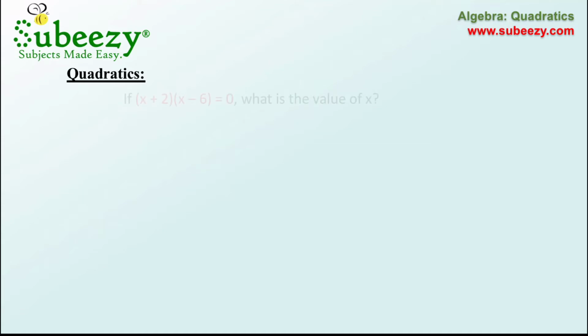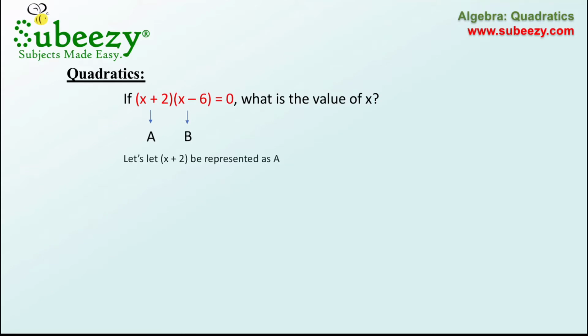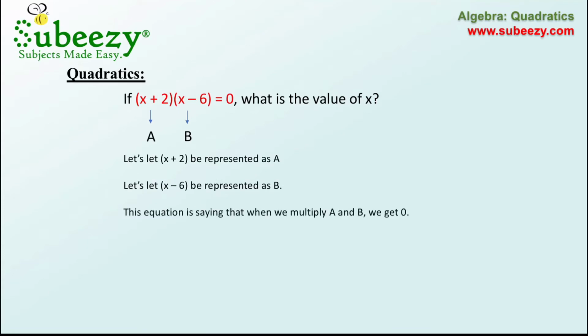Now let's consider a slightly more difficult problem. If the quantity x plus 2 times the quantity x minus 6 is equal to 0, what is the value of x? To solve this, let's think about it in terms of variables. Take the first quantity, x plus 2, and let's call it a. And take the second quantity, x minus 6, and call it b. This equation is saying that when we multiply a and b, we get 0. A times b is equal to 0.